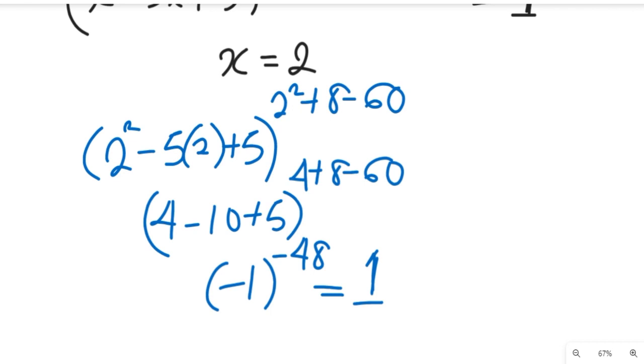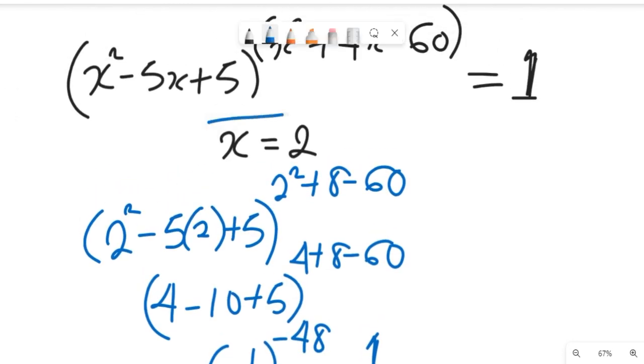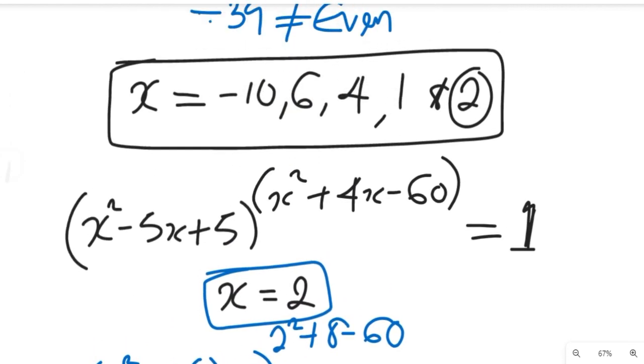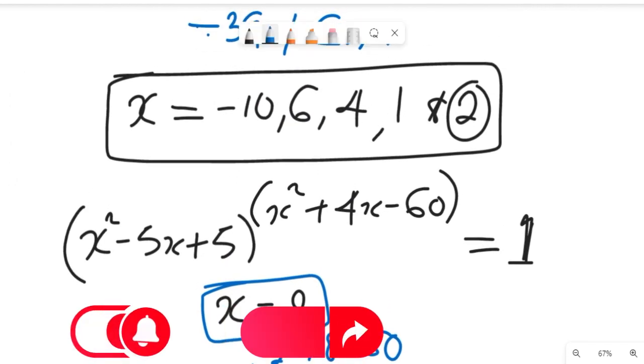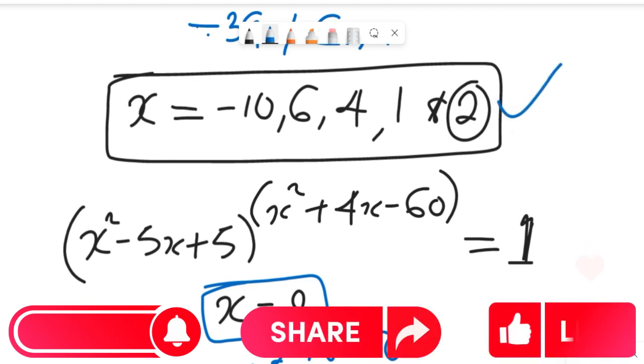So that means the solution x equal to 2 satisfies that equation. So that invariably tells us that all the values of x that we have gotten satisfy that quadratic exponential equation. This is all I have for you for today.